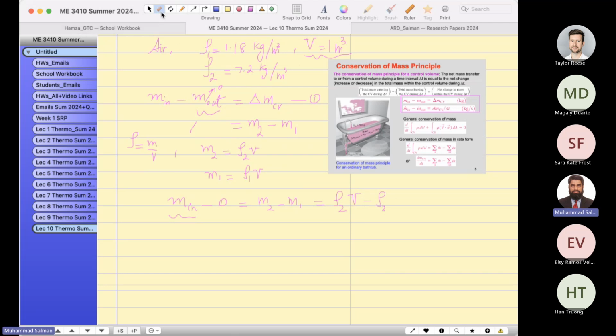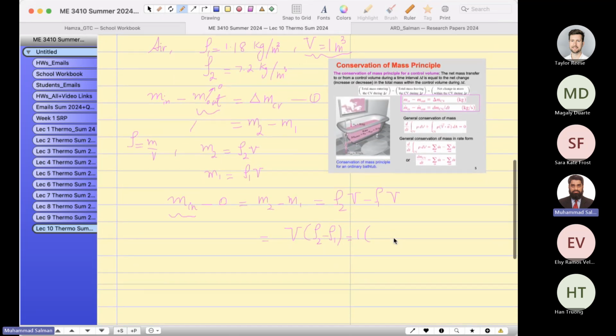rho 1 V. So V is constant, which is 1 meter cubed. Rho 2 minus rho 1. And rho 2 V is 1 meter cubed. Rho 2 is 7.2.